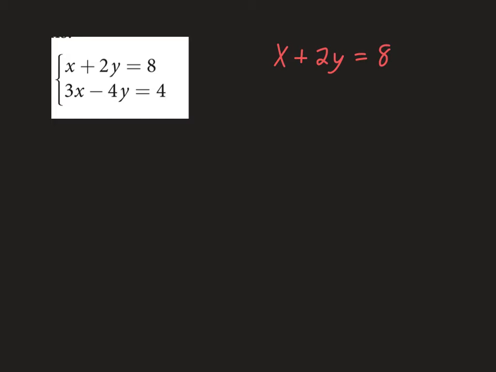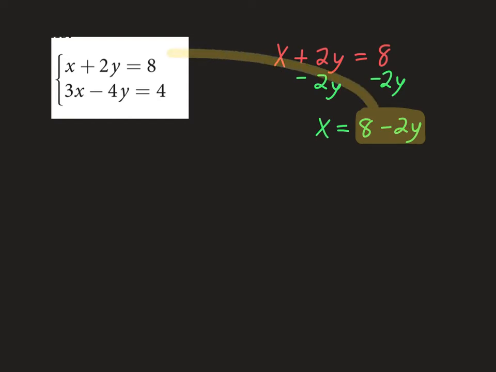Okay, so let's actually subtract 2y from both sides. And we're going to get x equals 8 minus 2y. Okay, and what that will let me do now is substitute this expression right here, 8 minus 2y, in for this x right here. Okay, and let me just write it and then we'll talk about why that helps us. Okay, so let's substitute that in.